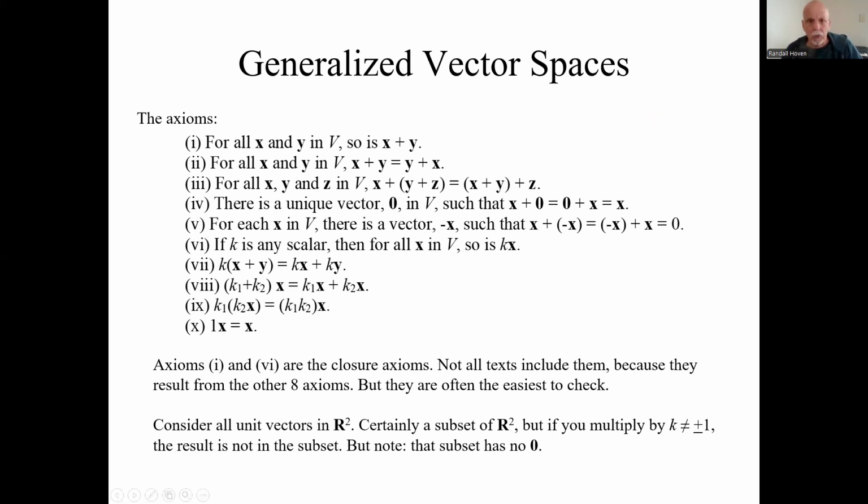Something I didn't say, and it's pretty important in here: if you're given a set that is a subset of a known vector space, you don't need to check all these axioms. You only need to check the two closure axioms. So that's much easier. And if that little subset does obey the closure axioms, we call it a subspace. It is a vector space that is a subset of another vector space.